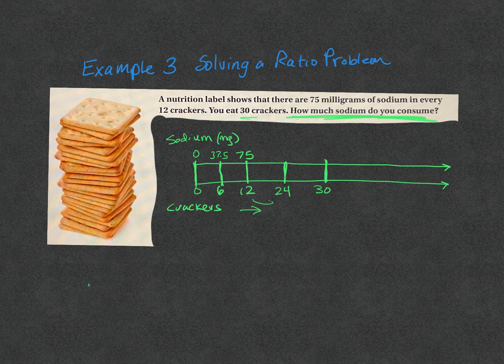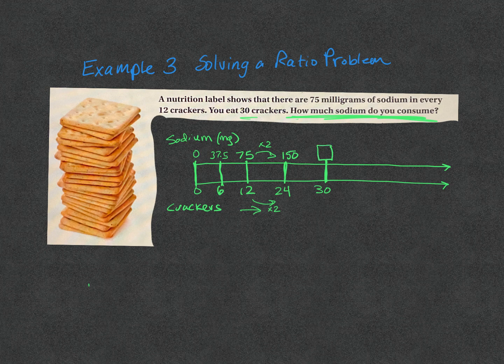So basically I went 12 times 2. I'm going to do the same thing up here: 75 times 2. That gets me to 150. So if I actually ate 24 crackers, I would have 150 milligrams of sodium. So it's another equivalent ratio, but this is not the answer that we're looking for.